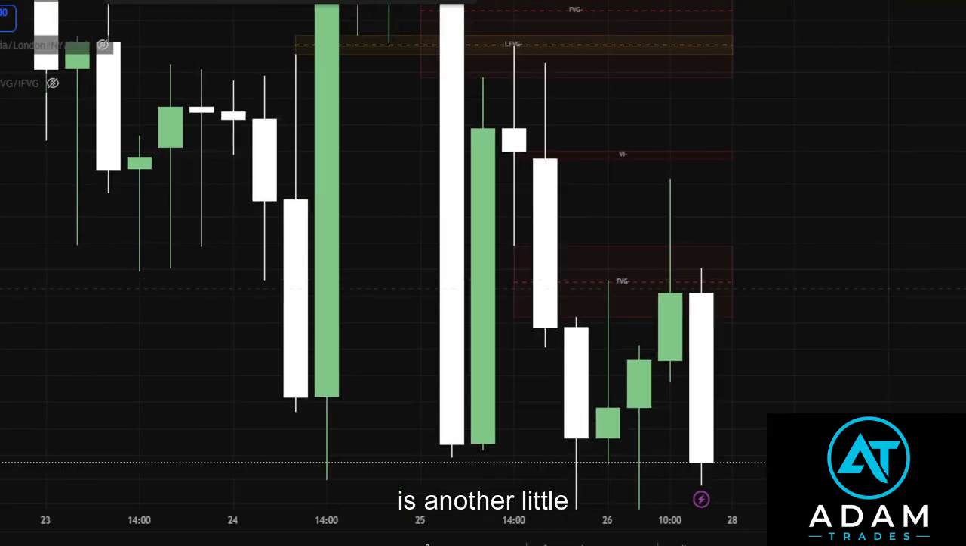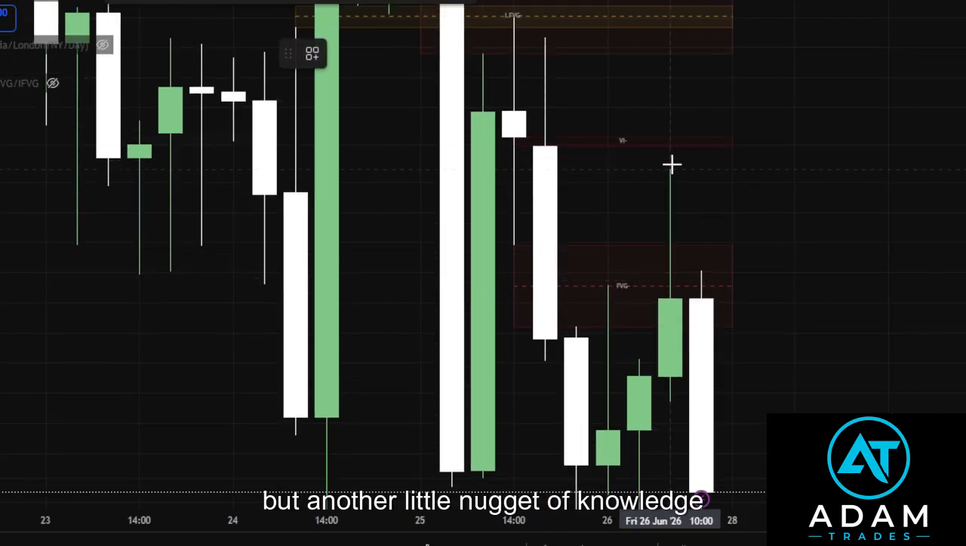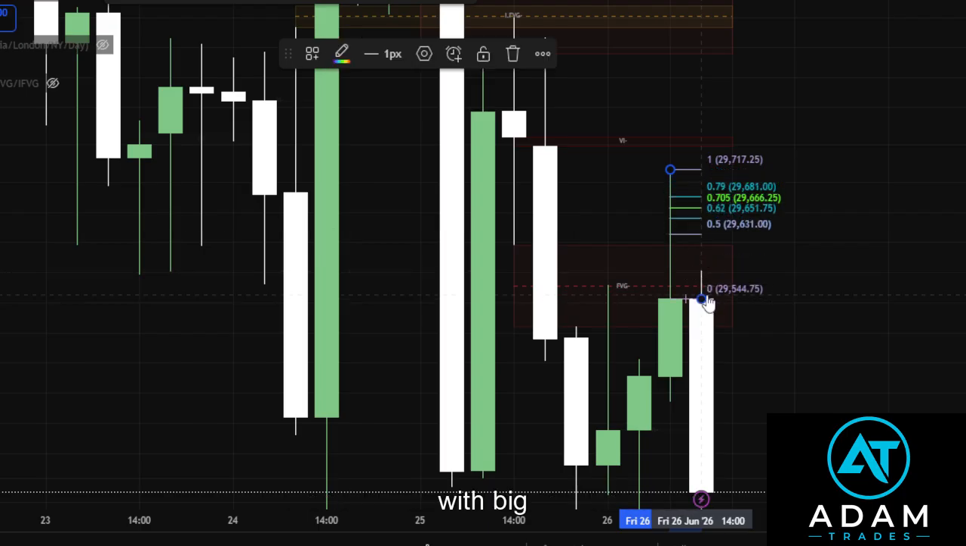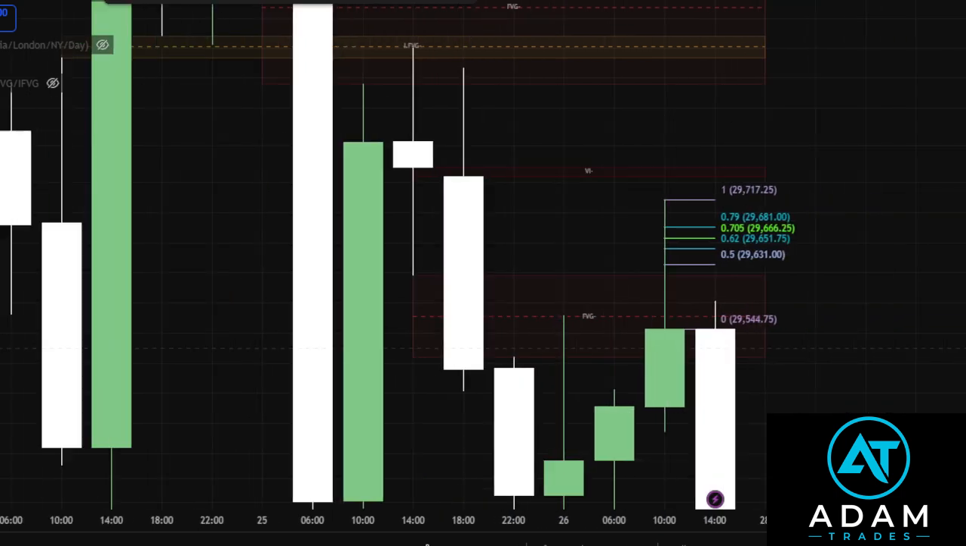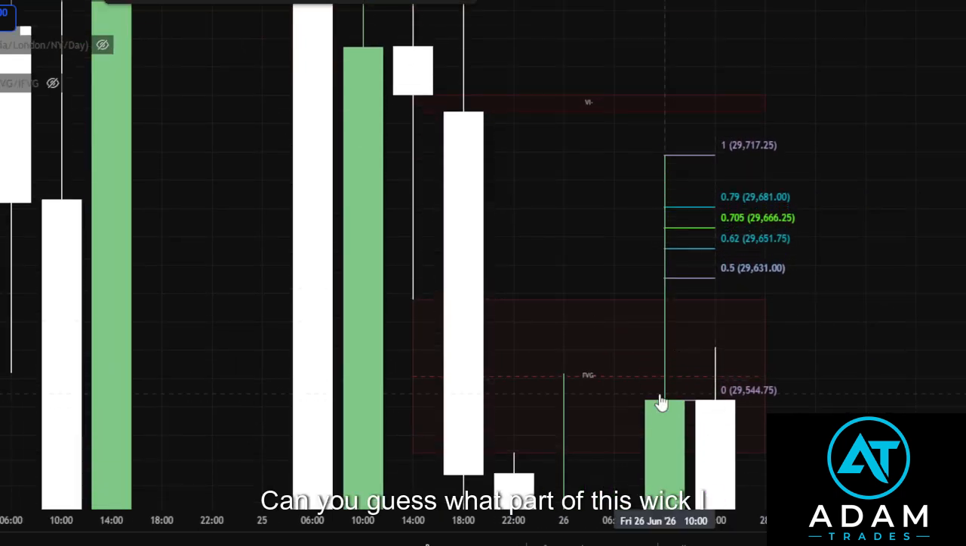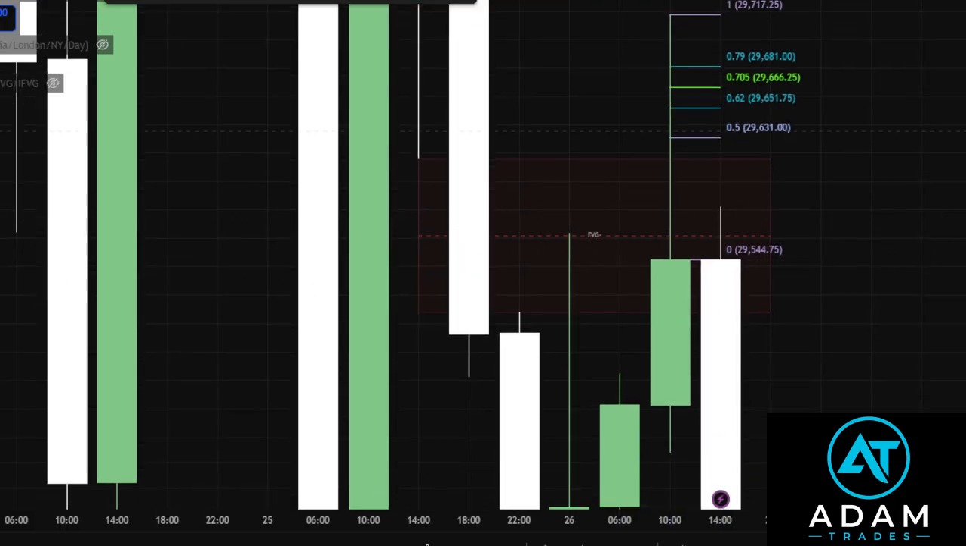And this is slightly irrelevant to fair value gaps, but another little nugget of knowledge with big wicks like this. If I was looking at the next 4 hours, can you guess what part of this wick I would want to see get respected? The 50%. As you can see, we got rejected hard at about 25%.